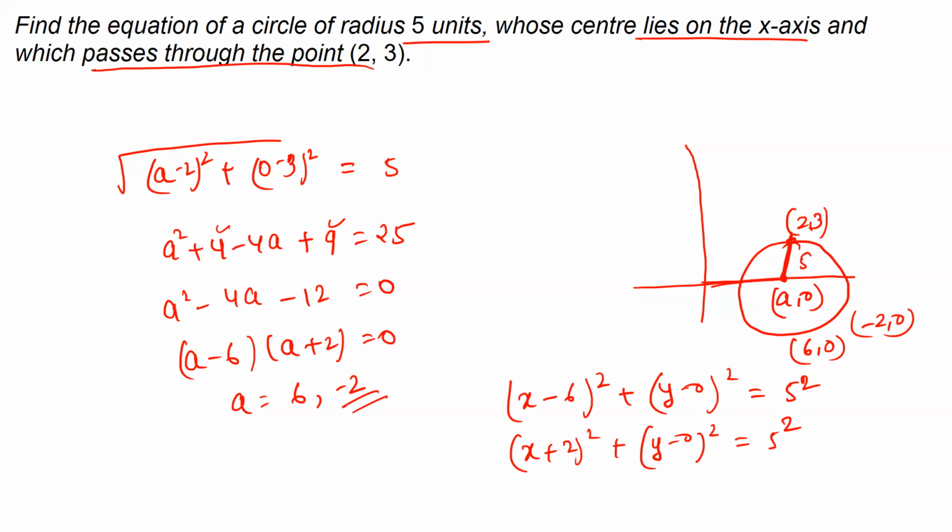So why am I getting two equations over here? Because there are two circles which satisfy the same property. And that is why I have two circles, or two equations for those two circles, and I have two circles as my answer instead of one. Maybe possible.